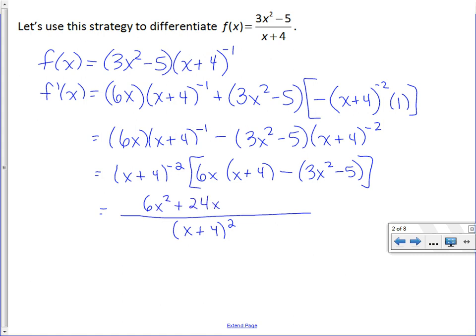Be careful here, don't do all the hard work and make a silly mistake. Minus 3x squared plus 5. 6x squared, oh no, lies. What's 6x squared minus 3x squared? It's just 3x squared plus 24x plus 5, all over (x plus 4) squared.